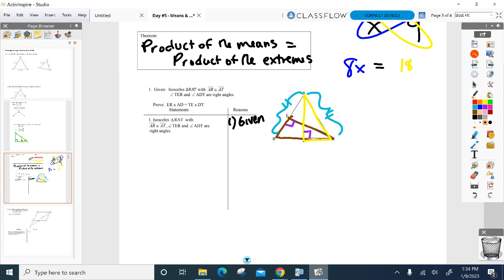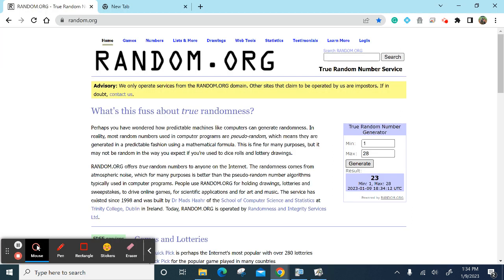Angle TER is congruent to angle ADT and all our angles are congruent. Yes, great job. Angle TER congruent to angle ADT. All right angles congruent. There's one A down. Ooh, need the second A, which is a little bit tougher to find. But I have confidence in you, some of you.